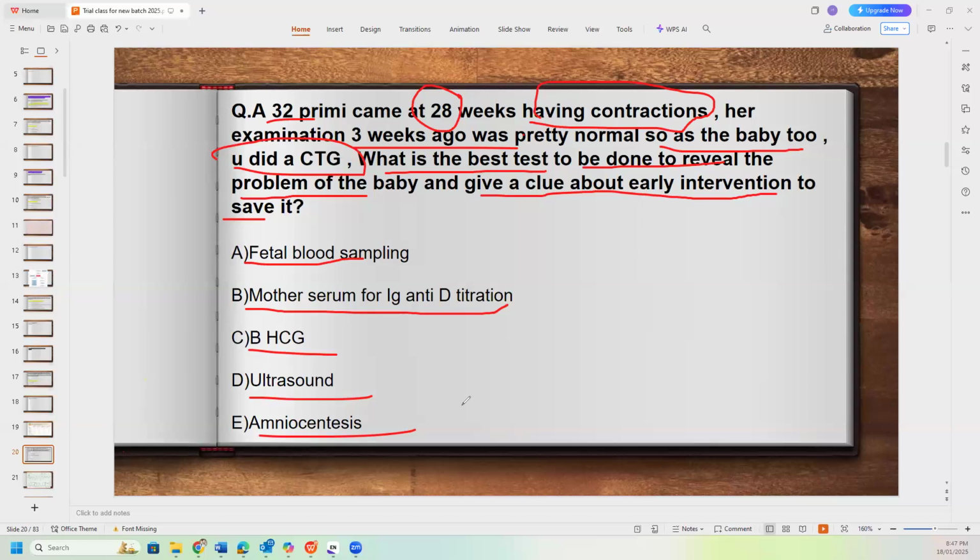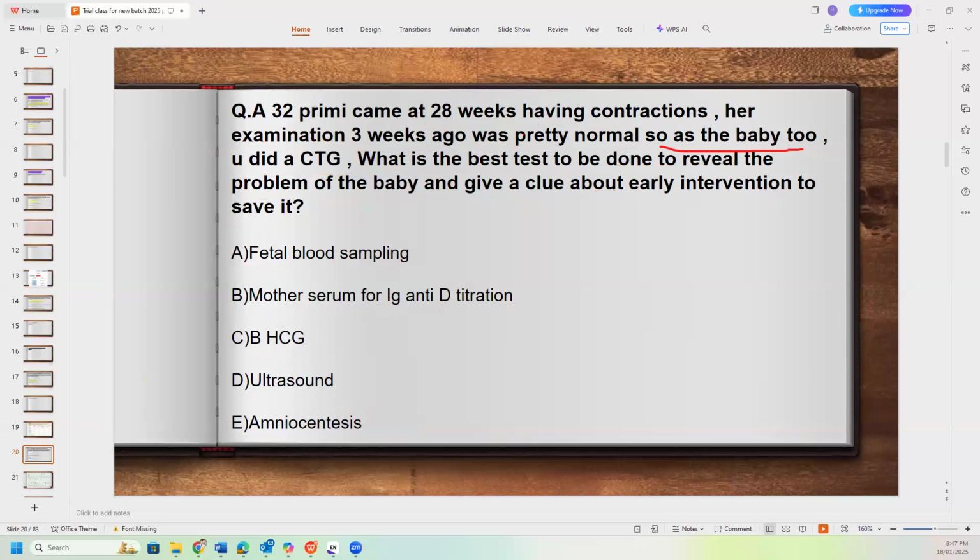So the best test that will give us a clue about whether the baby is in distress or not is fetal blood sampling. Fetal blood sampling gives us a clue about acidosis. And if acidosis is high or lactate is high in fetal blood, that indicates that the fetus is suffering from hypoxia.